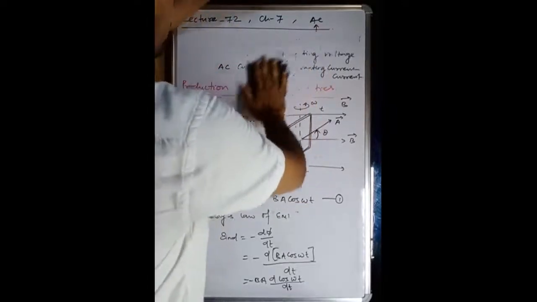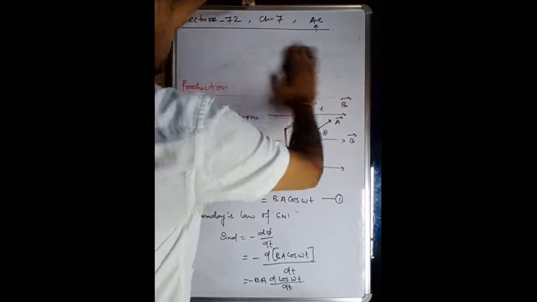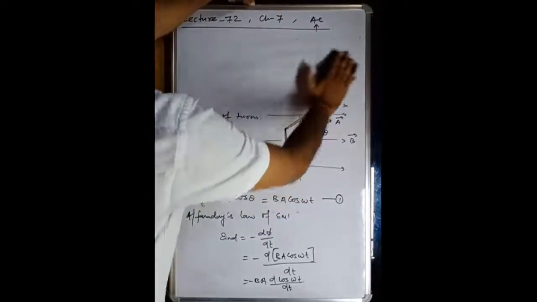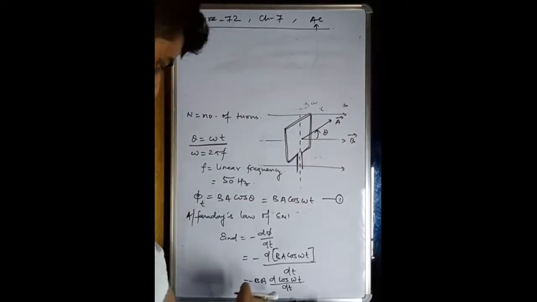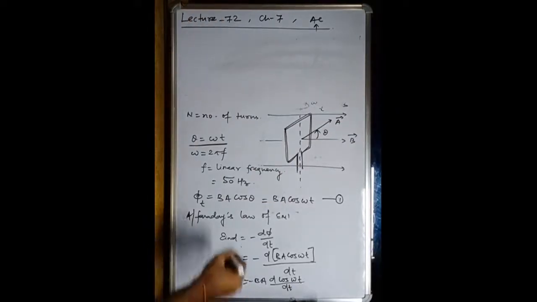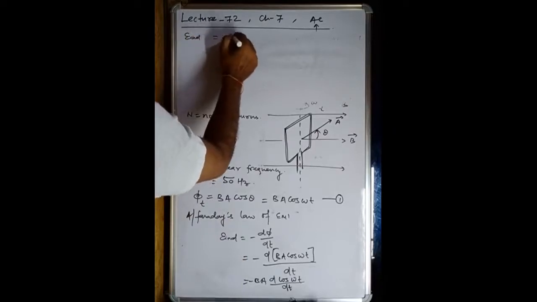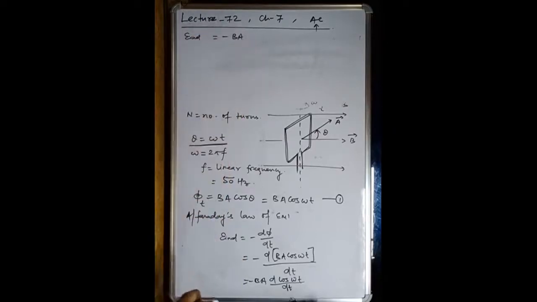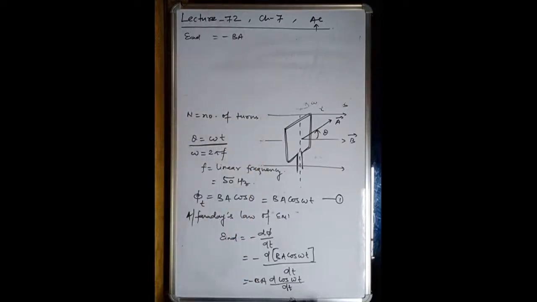Now, we can differentiate this value this way: minus B A, it is induced, minus B A, and cos omega t will be differentiated to the sine value, but how much?